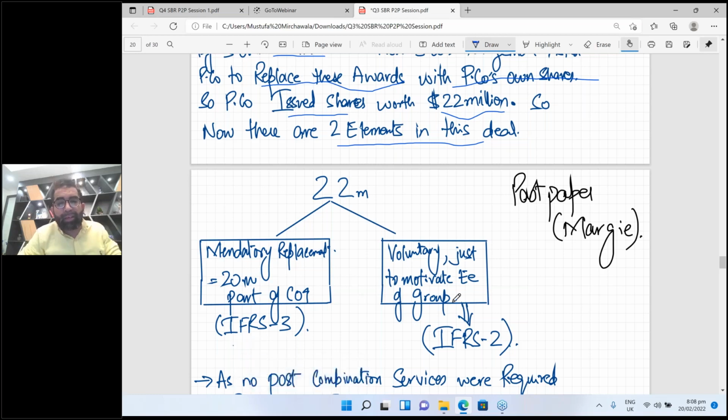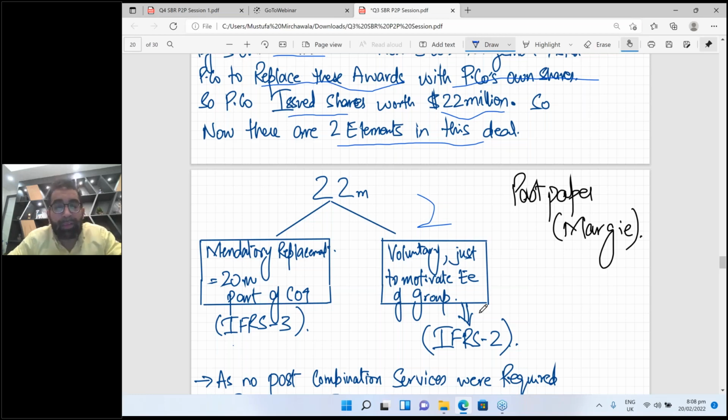The remaining 2 million is voluntary. The parent company gave it to motivate the employees of S company so that they give good service to the group. Yes, this is in the scope of IFRS 2. So 20 million will be part of COI, and the remaining 2 million will be IFRS 2.